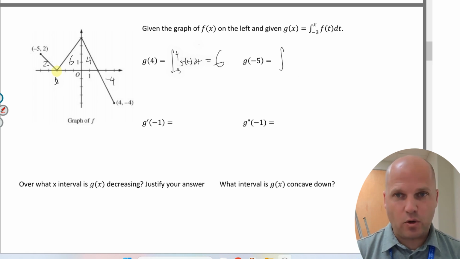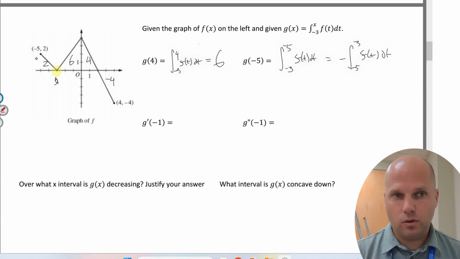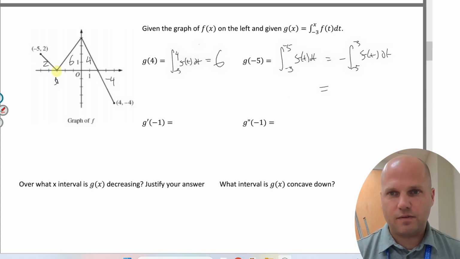For g of negative 5, I'm going backwards from negative 3 to negative 5, which means I need to take the opposite of what I get when I go forwards. If I go forwards, I get 2. If I take the opposite of that, I get negative 2.